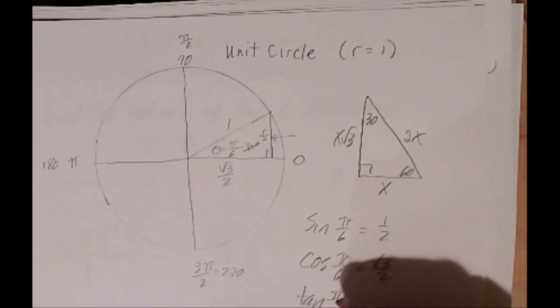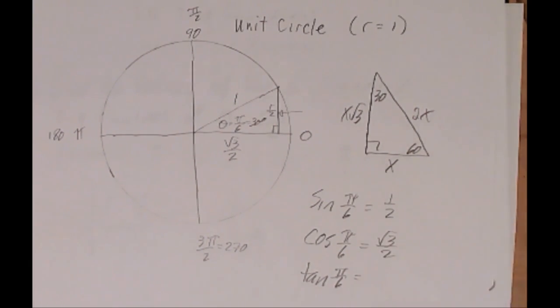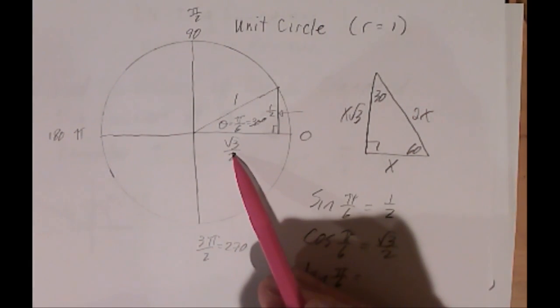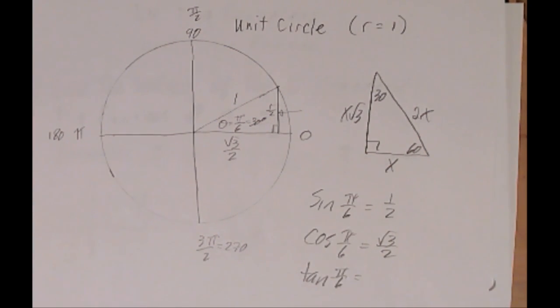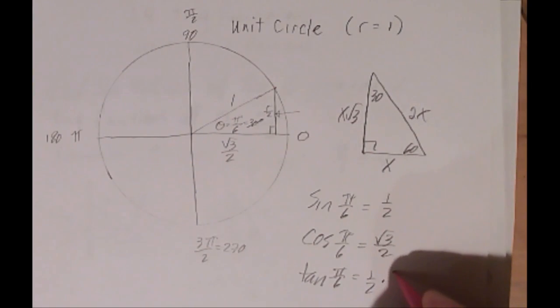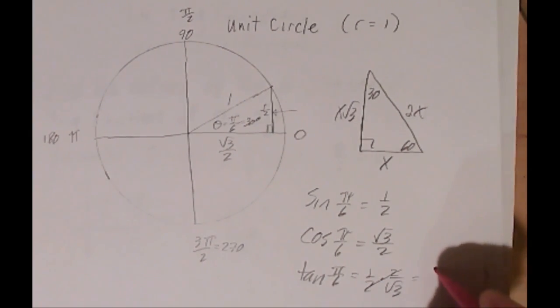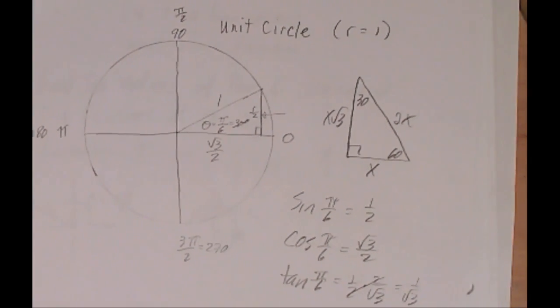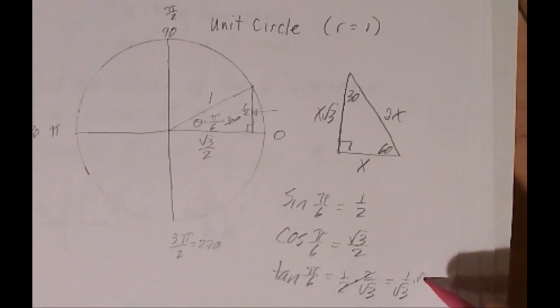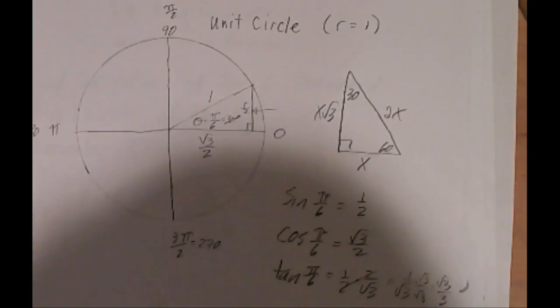Tangent of pi over 6, are we running out of space? Tangent of pi over 6 is opposite over adjacent. So it's 1/2 divided by radical 3 over 2. That's 1/2 times the upside down of that, which is 2 over radical 3. The 2's cancel, and I get 1 over radical 3, which we have to change by multiplying top and bottom by radical 3. So we get radical 3 over 3 for the tangent.